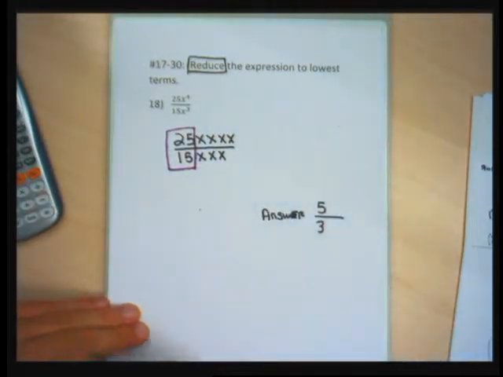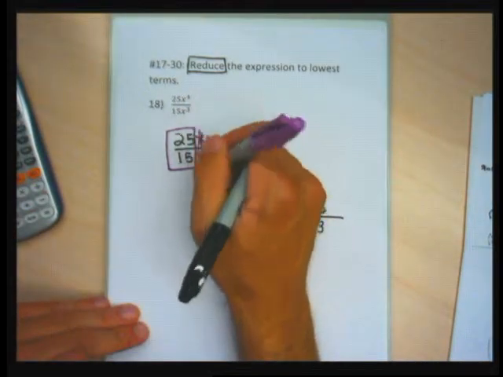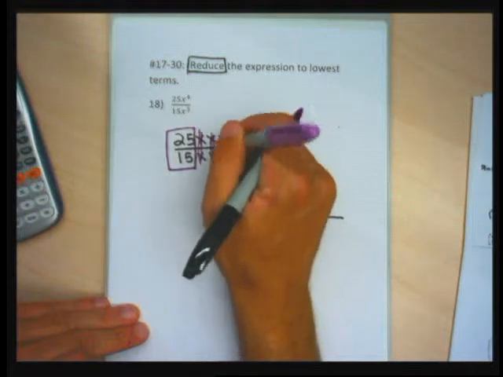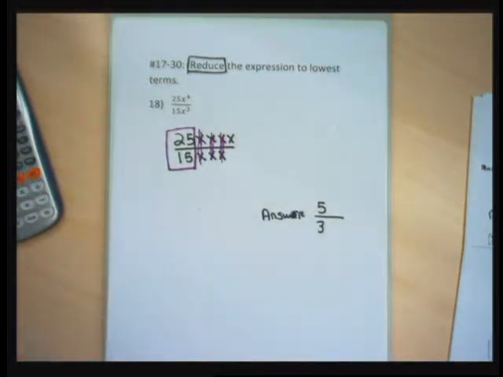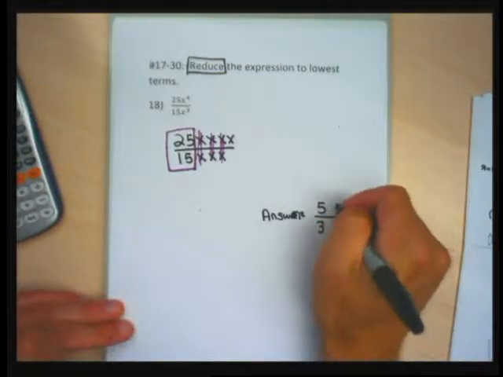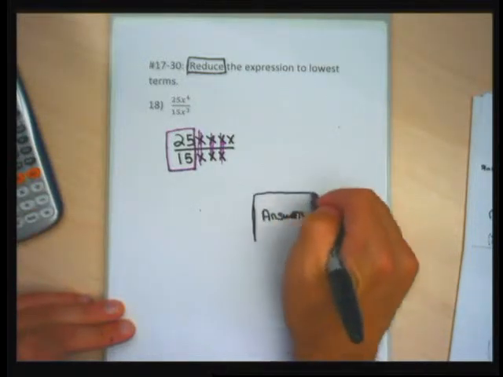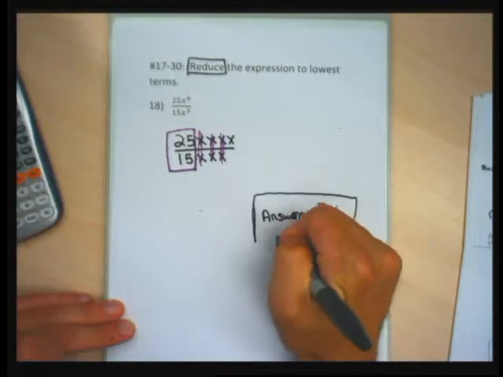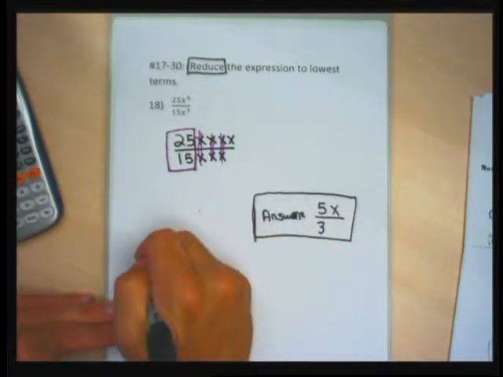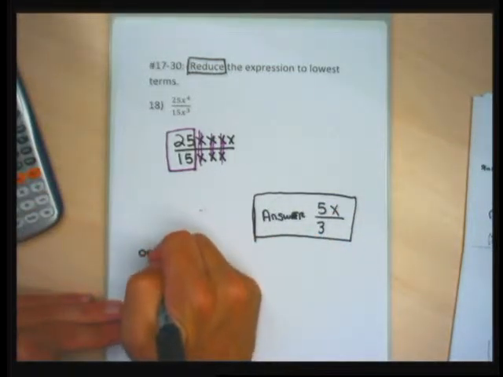That's the number part. Now I'm going to start canceling out x's. Any time there's a pair of x's, one in the numerator, one in the denominator, I can cancel them. So there were 3 x's that I could cancel, which left me with no x's in the denominator, but in the numerator I was still left with an x. And I'm going to leave that x there. So this is what I would say the answer is. And I'm done.